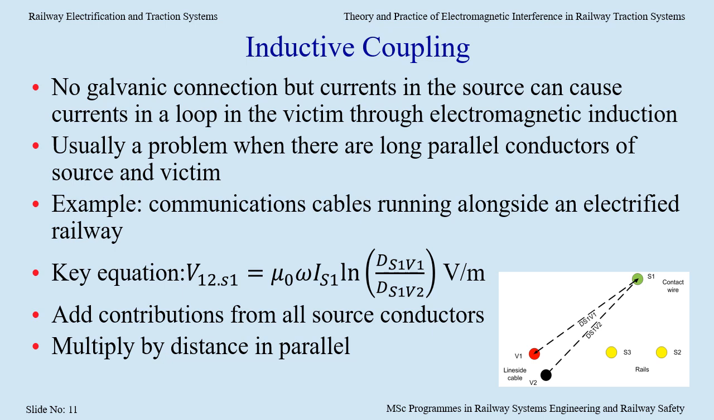The equation shows the voltage induced per unit of length in the victim loop by one of the source conductors. It's derived from the Biot-Savart law applied to parallel conductors. The example shows the contact wire as the source with the conductors in the line side cable as the victim. Repeat the calculation for all the source conductors and then sum the contributions, making sure you sum them vectorially. And finally multiply by the length of track where the two loops are in parallel.